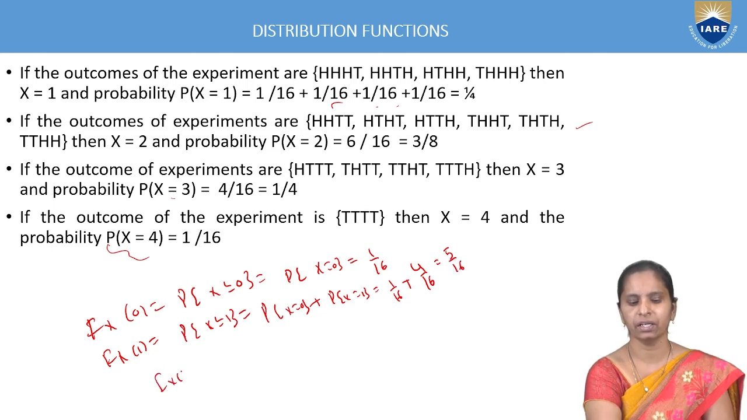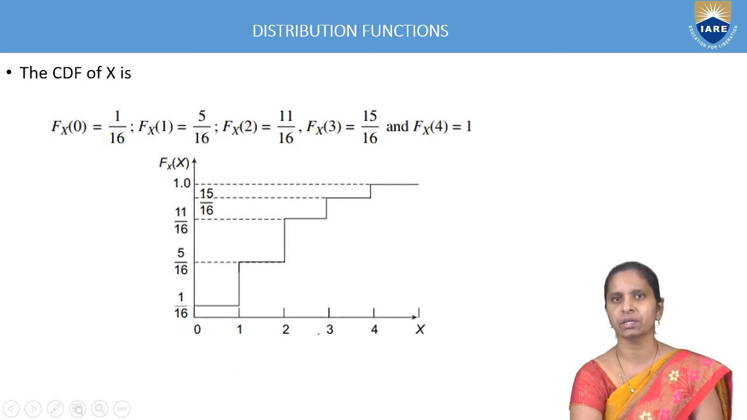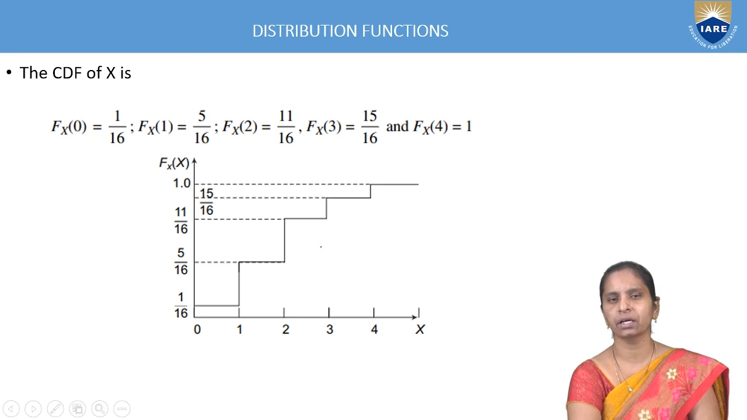Similarly, you can calculate Fx of 2, Fx of 3 and Fx of 4. If I calculate, Fx of 0 is 1 by 16, Fx of 1 is 5 by 16, Fx of 2 is 11 by 16, Fx of 3 is 15 by 16, and Fx of 4 is 1. Fx of 5 is also 1, Fx of 6 is 1, up to Fx of infinity equals 1. The same thing I am plotting in the graph.